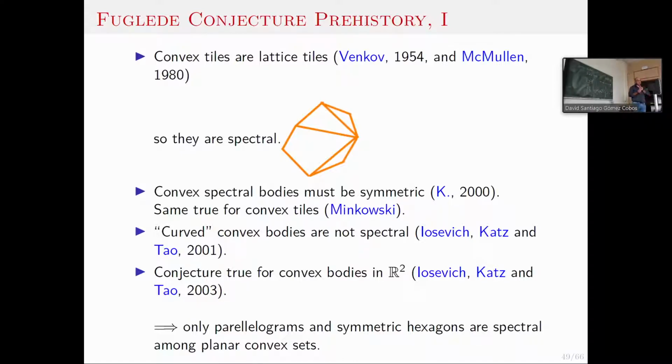Now, in the plane, if you have a convex tile, it must be either a parallelogram or a symmetric hexagon. There are no other convex translation tiles. Nothing else which is convex can tile by translation. So, what Iosevich, Katz, and Tao did is to prove that if you have a parallelogram, which is the easy case, or a symmetric hexagon, which is spectral, it must also be a tile. Or if you have any, I'm sorry, I didn't say it correctly. If you have any convex polygon in the plane, which is spectral, it must be a parallelogram or a symmetric hexagon. Therefore, tile. That was a very strong indication that the conjecture would be generally true, but it turned out not to be.